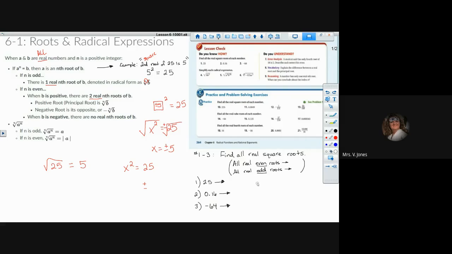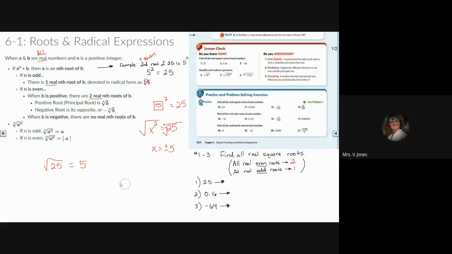All right, let's start in with number 1. It says find all real square roots. That's what the directions say up here on number 1. Let's make a little note, which is good to make on your paper for later. If they're asking for all real even roots, so if the root is an even number, then you will have 2 solutions, 2 answers. If they're asking for all real odd roots, you'll only have 1. And what that means is, let's do a couple examples over here to get an idea of what's going on.